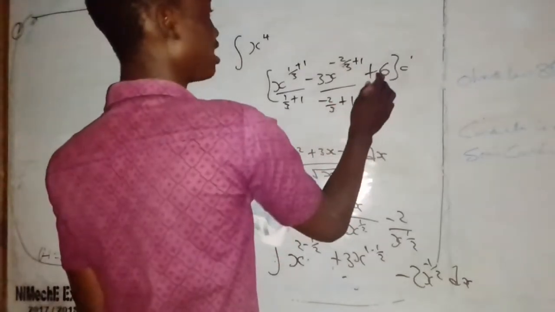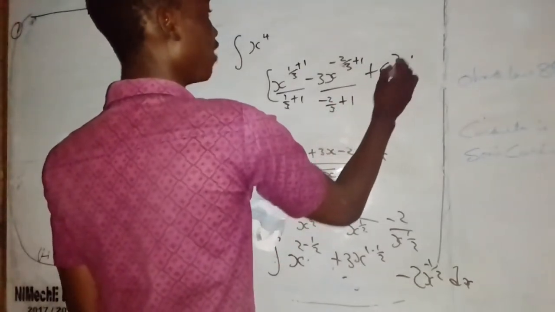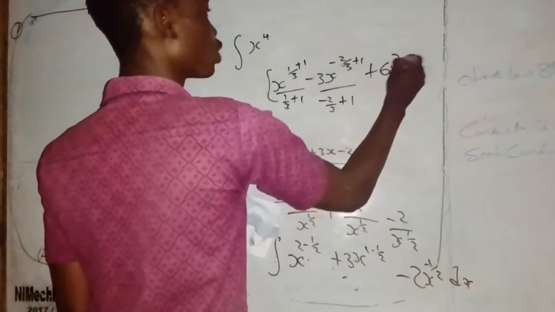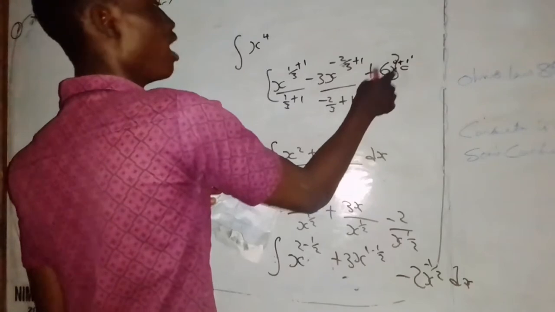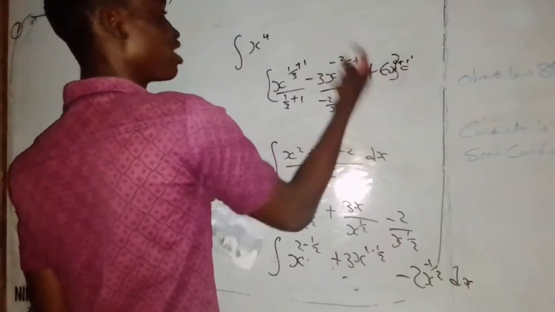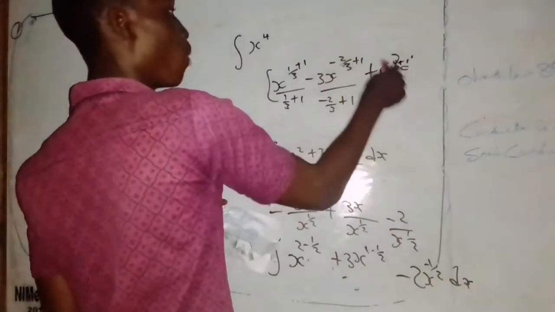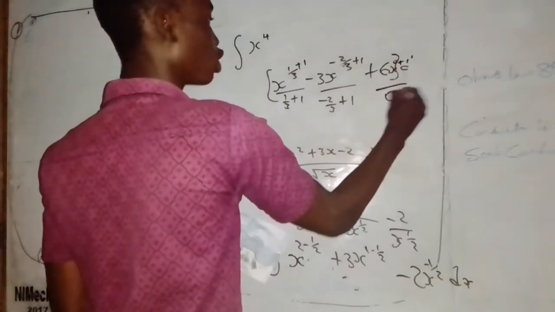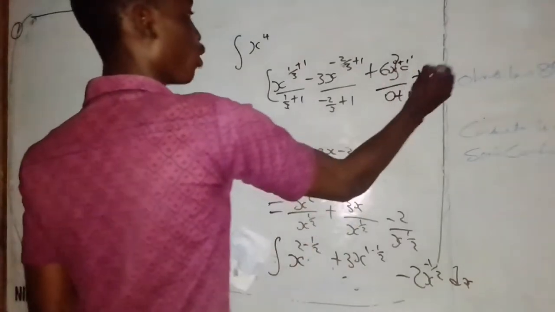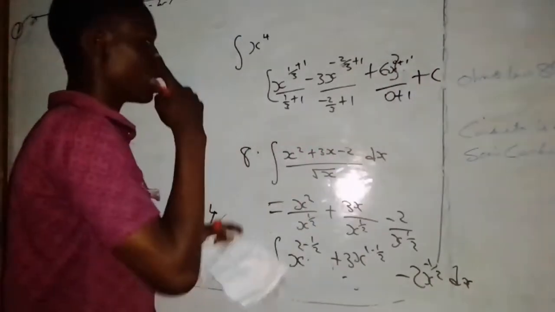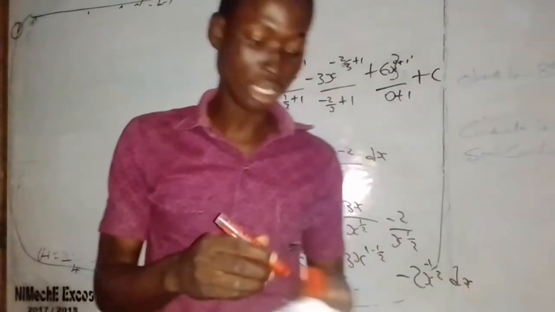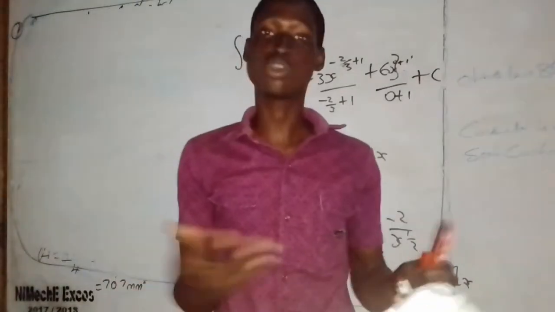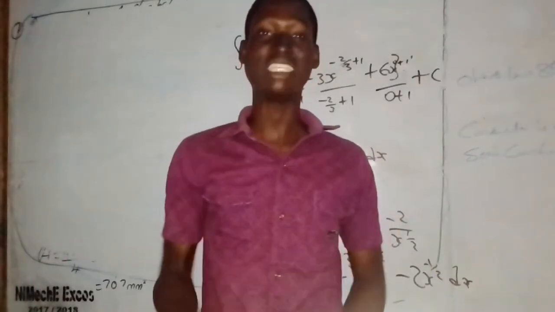This one too, this one is 6s, raised to the power what? Raised to the power 0, plus 1. Because there's s here, but s is invisible. That is why s raised to the power 0 is 1. So 1 times 6 is still that same 6. But when you write s raised to the power 0 plus 1, and divide by 0 plus 1, plus your constant. Once you can solve this, if you are good in mathematics, just 1 plus 2, 2 plus 3, and I bet you can do better in integration.